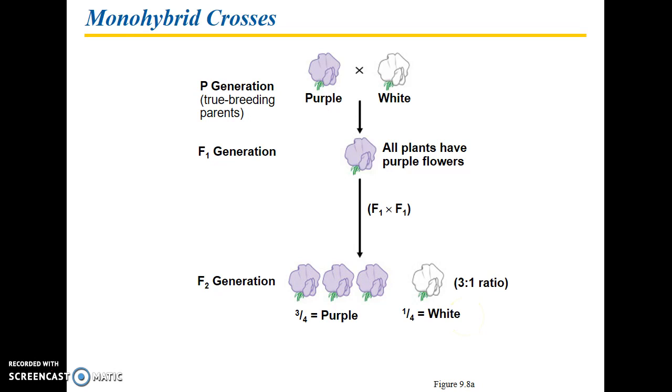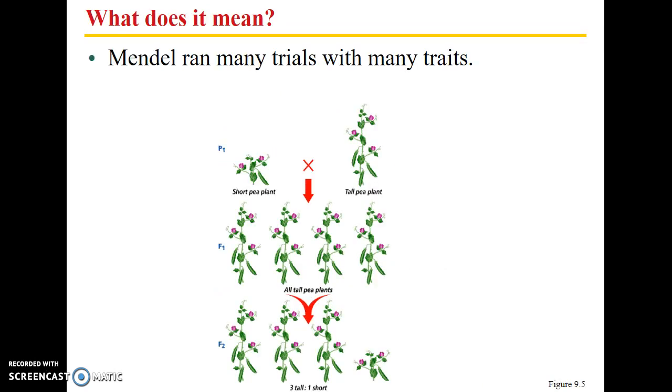So he was very predictably getting this 3-to-1 ratio. And not surprisingly, he was very curious about why he was finding what he was finding. So he ran many trials with many different traits, not just flower color. For example, short or dwarf pea plants with tall pea plants. In the first generation, he would see all tall, and then in the second generation, he'd see that 3-to-1 ratio once again.